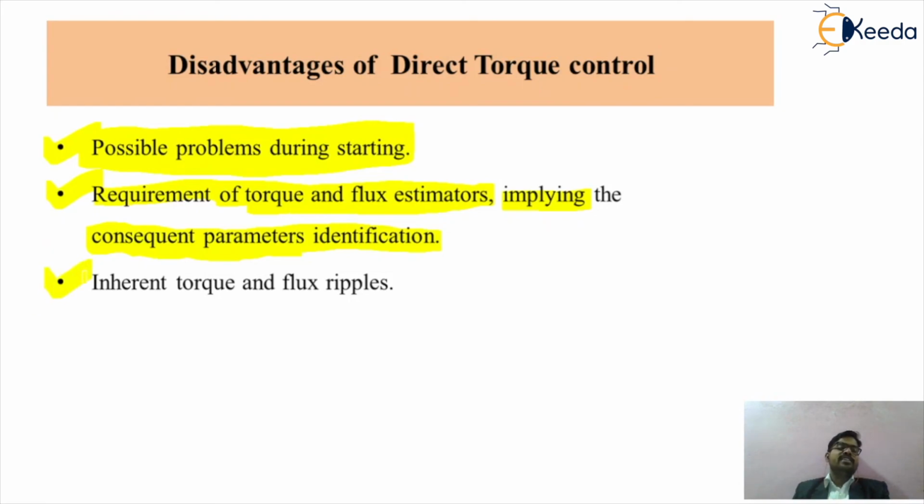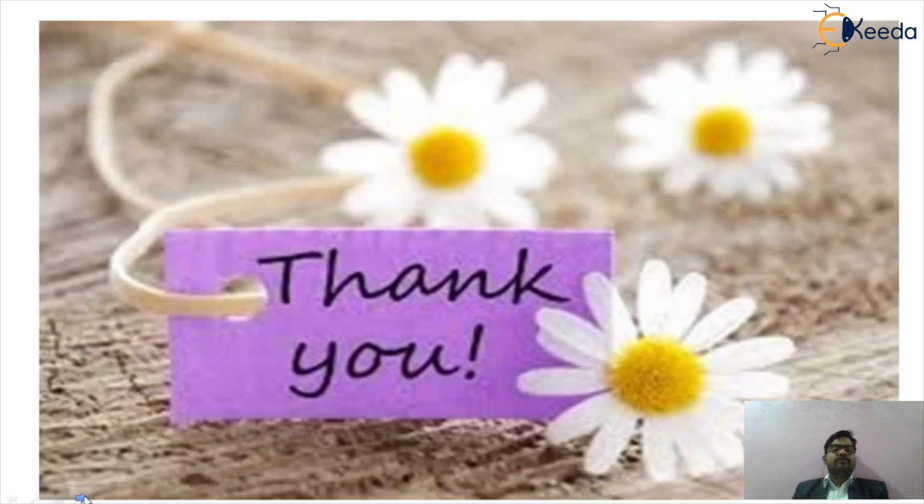And the third disadvantage is that the use of the DTC loop produces ripples, an inherent characteristic of torque and flux. So this is one of the disadvantages of the direct torque control loop of your induction motor. In this way, friends, we have had a detailed study of the direct torque control scheme of the induction motor drive. Thank you.